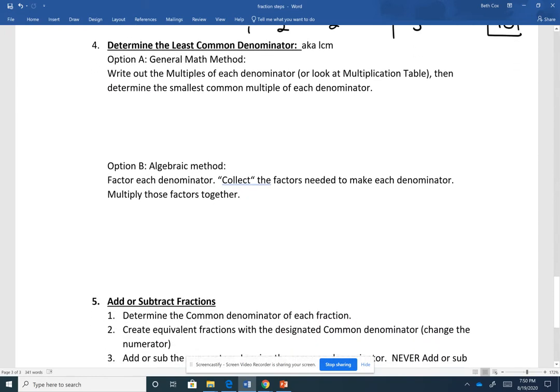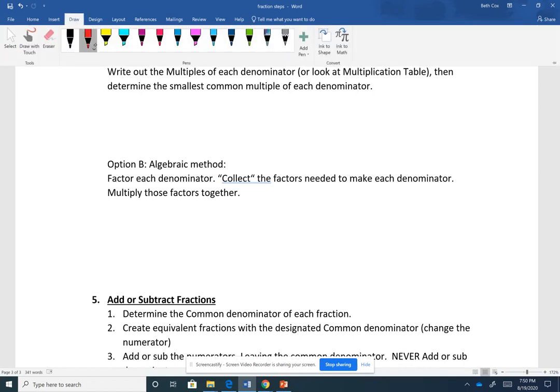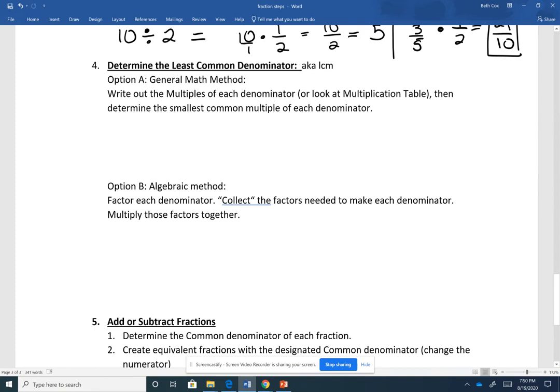Okay. So we're going to do the common denominator, also known as the least common multiple. And then we're going to look at the algebraic method, and then we're going to learn how to add and subtract fractions. I'm going to try to keep this short because it's no fun listening to me talk. We just want to get an overview again. If you really want to learn this and get good and deep at it, just keep practicing.